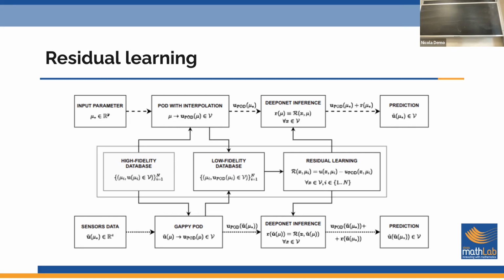Yeah, I mean, you have the snapshots, 10 high-fidelity snapshots. You create the 10 snapshots that are in the POD space, so basically projecting everything into the POD space. And yes, at the end, you learn this quantity, so the difference between the two. To the network, you pass the parameters. Actually, we pass the spatial coordinate and the parametric coordinate.